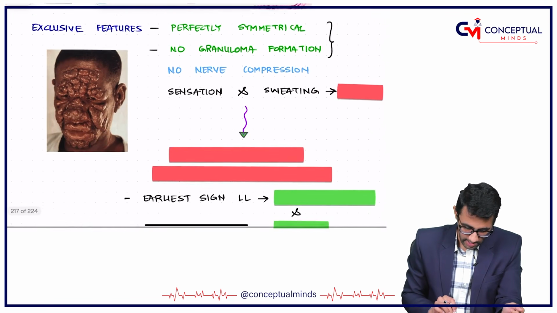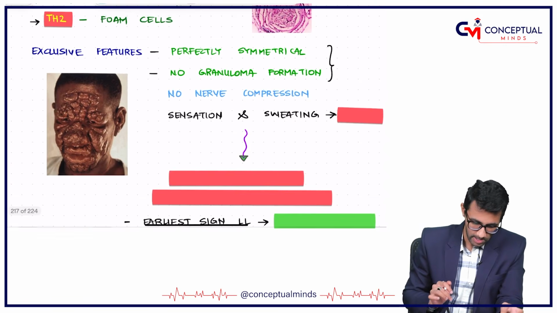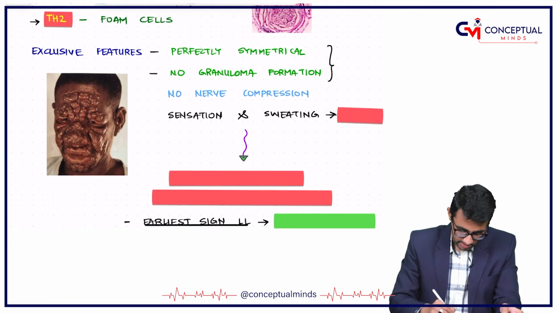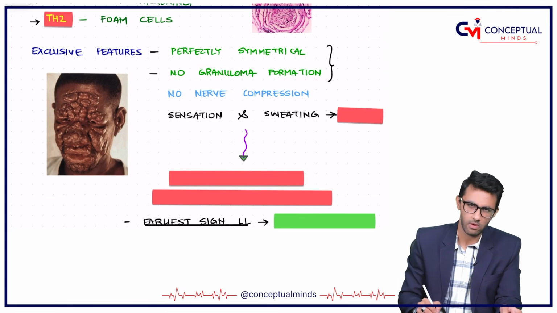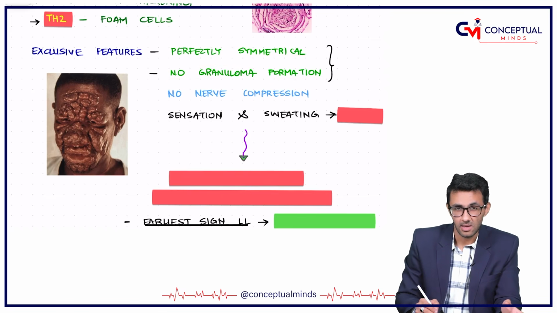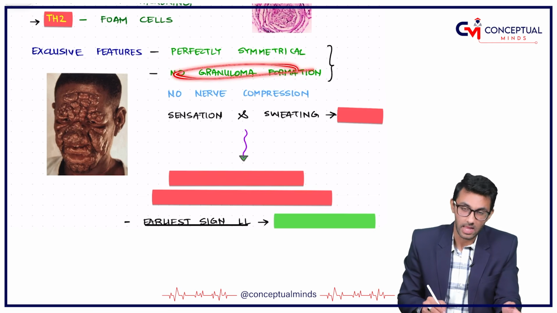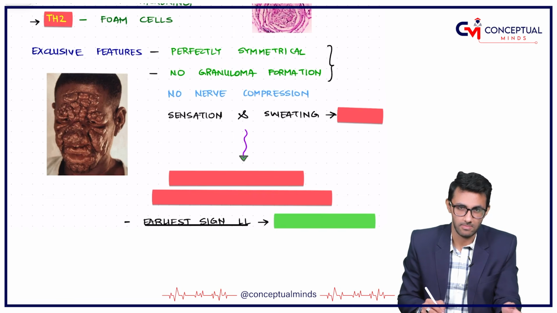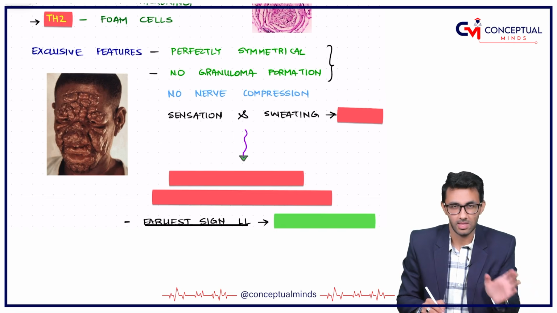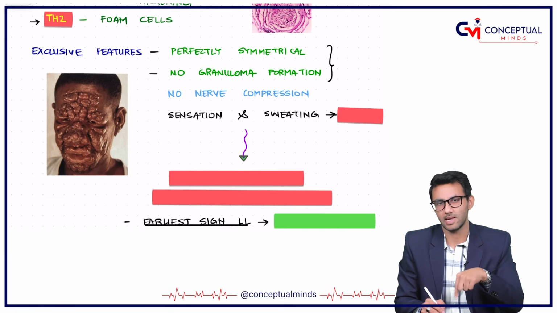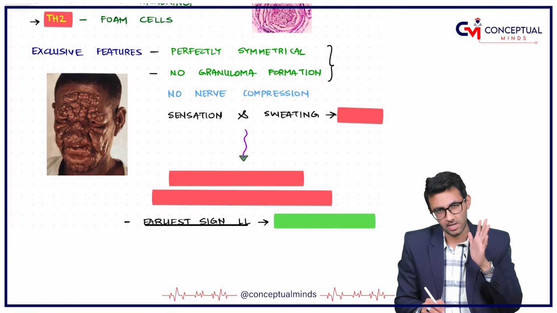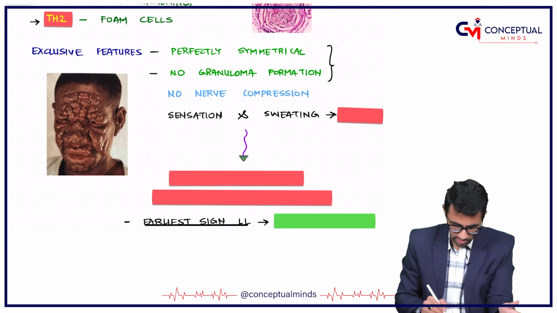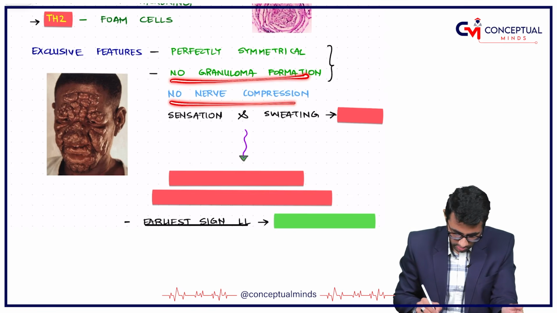Okay, what are the exclusive features about it? Tell me. Exclusive features would be they are perfectly symmetrical, no granuloma formation. Why? Because it is the B cell immunity, right? It is not about T. If it was T, there would be granuloma. It is B. There is no granuloma. Foam cells are visible. Macrophages are swollen up. Okay, that story we did. This is what it connects here. Everything I taught you till now, it is for this moment. Okay, no granuloma formation, no nerve compression.